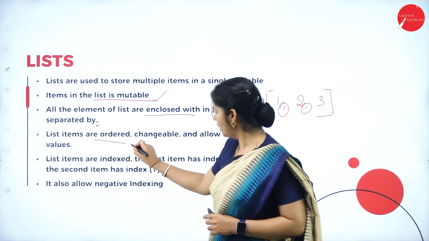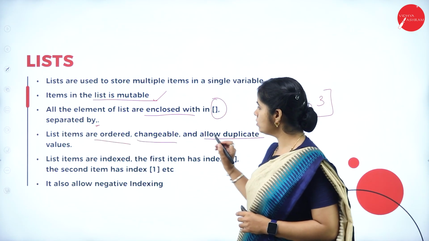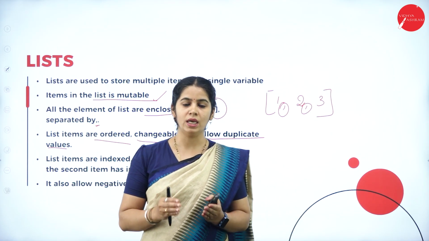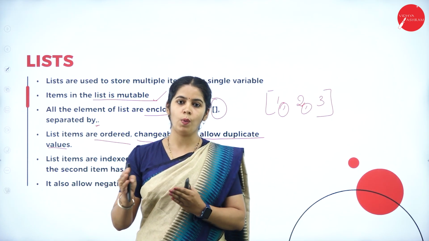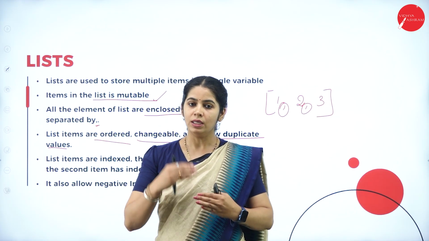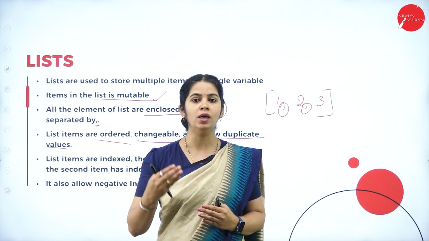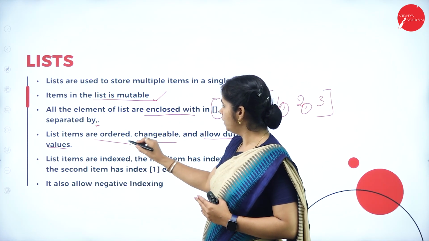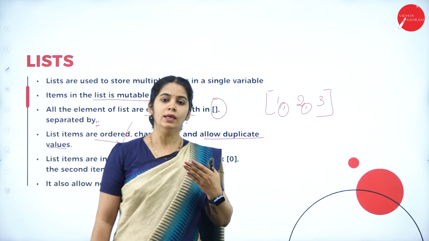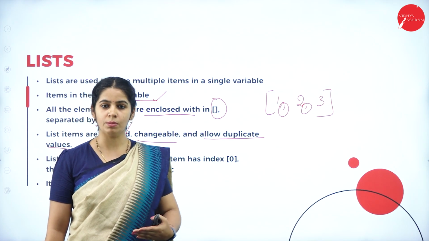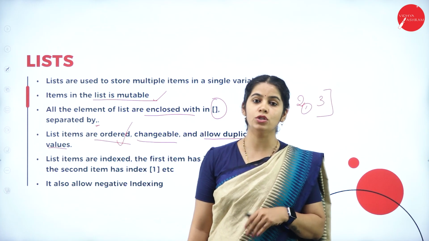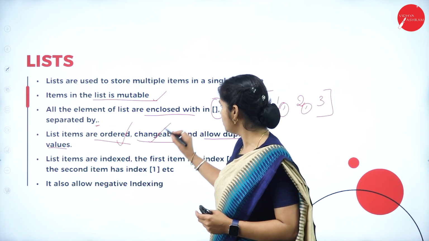List items are ordered, changeable and allow duplicate values. What do you mean by ordered? It will have an index value, so it will be ordered. When we print this particular list, it will be displayed as it is, in the same order in which we have given the input. That is called ordered. What is changeable? As I just told you, changeable means it is mutable. We can change the values within a list that is already created. That is called changeable.